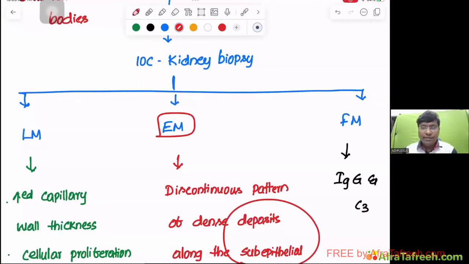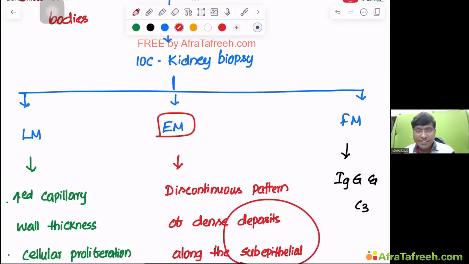Minimal change disease is associated with drugs such as NSAIDs, rifampicin, interferon alpha, ampicillin, trimethadone, toxins like mercury, lithium, and bee sting, infections like infectious mononucleosis, and the tumor that causes minimal change disease is Hodgkin's lymphoma.